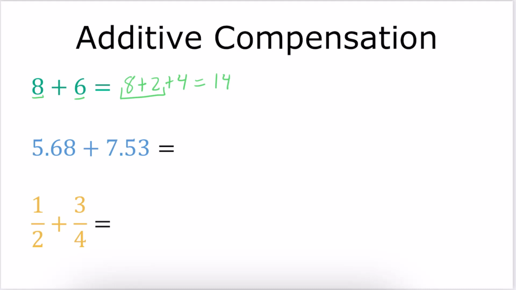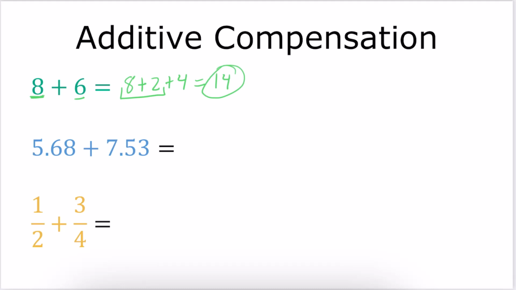Basically, you're saying, okay, to get from 8 to the number 10, which is the next place value, how much do I need to add to 8? Well, I just need to add 2. So I'll take 2 from the 6, which leaves me with 4. And so the 8 plus the 2 will give me 10, and then plus the extra 4 gives me the 14. So that's what it looks like with whole numbers.